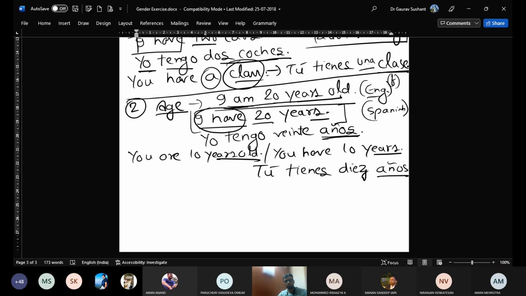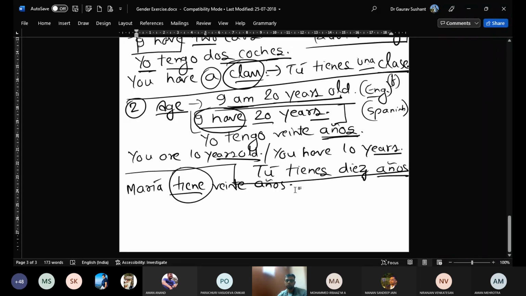Like that, you can use it for the third person also. Let's say you want to say Maria is 20 years old. It will be Maria tiene 20 años. Again, the verb tener is being used here.